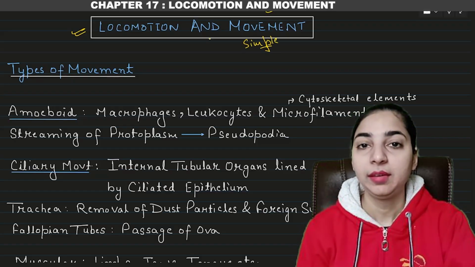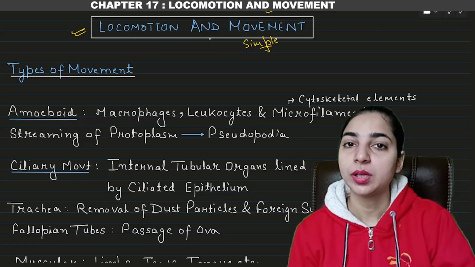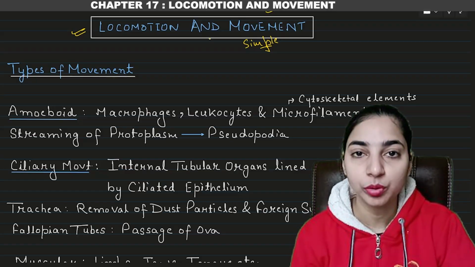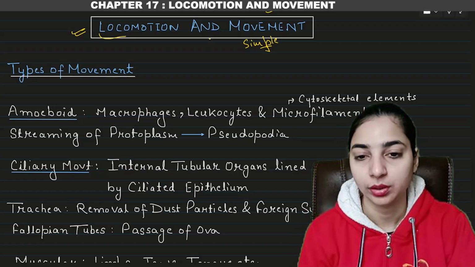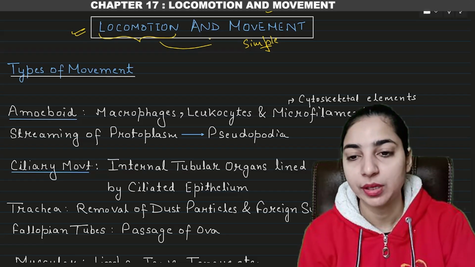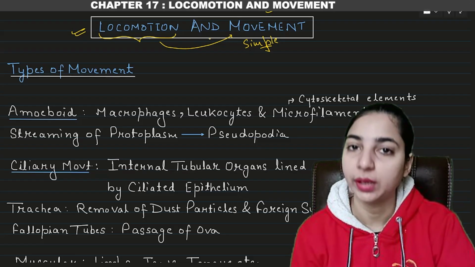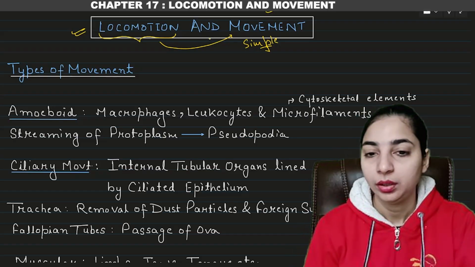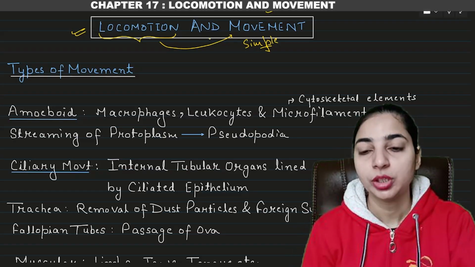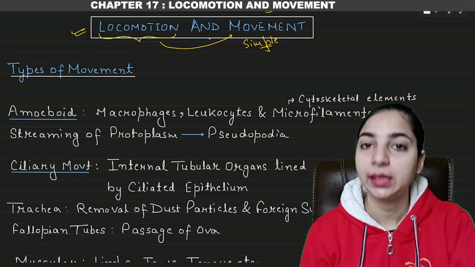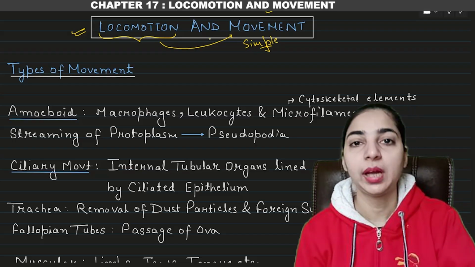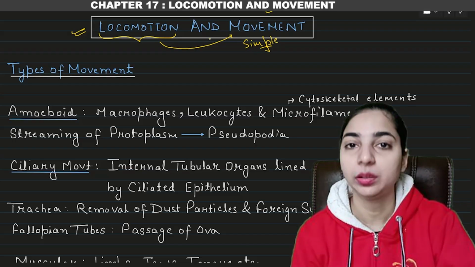Whereas if I get up from this place and go somewhere else, it will be a special type of movement, that is locomotion. So what is locomotion? It is a special type of movement which leads to the change in the position or location. So we can see that locomotion and movement, these two terms are related to each other. All the locomotion are movement, but not all the movements are locomotion.